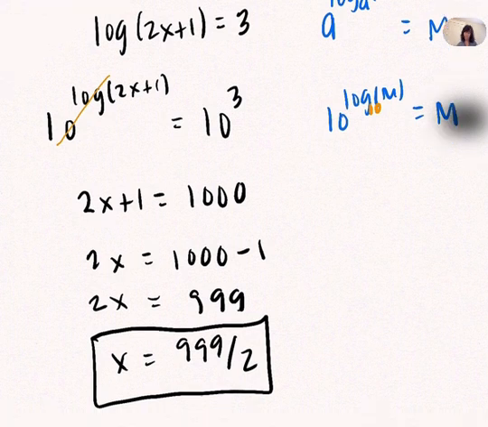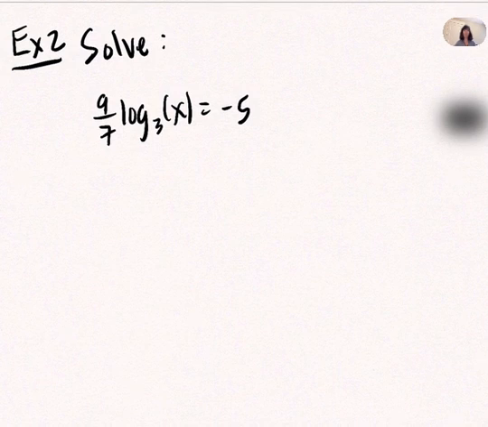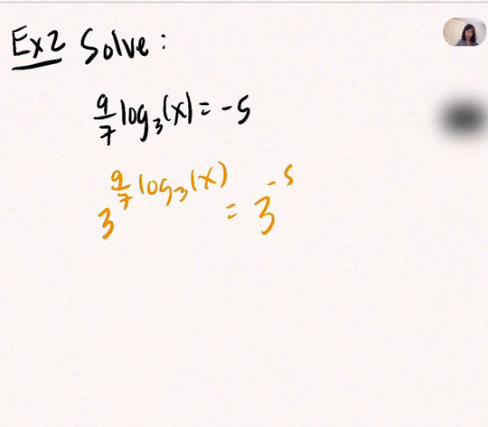Okay, let's look at a second example. We want to solve 9 over 7 log base 3 of x equals negative 5. Okay, now we're going to use a similar strategy. The only thing is that we cannot start by doing 3 to the 9 over 7 log base 3 of x equals 3 to the negative 5.